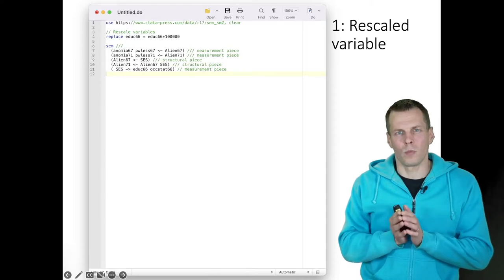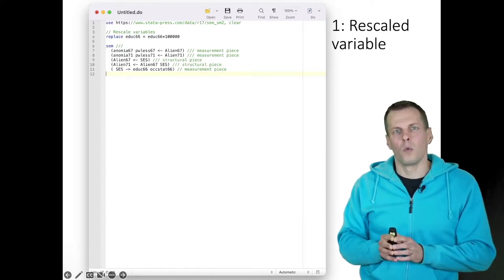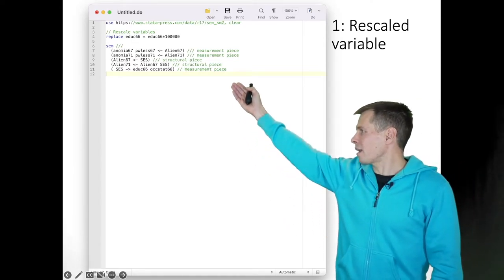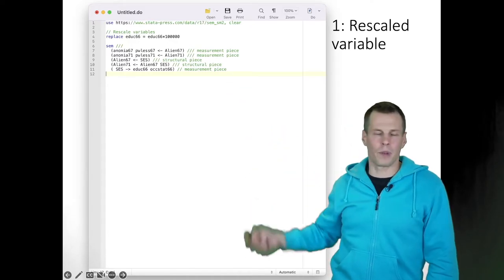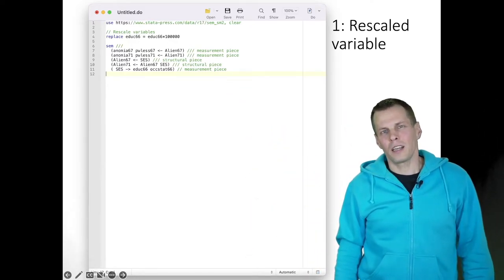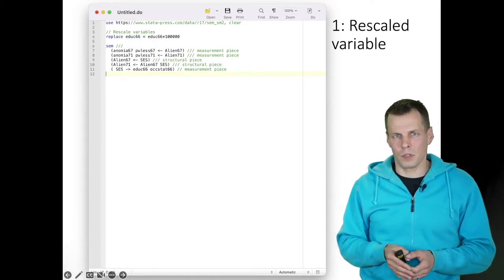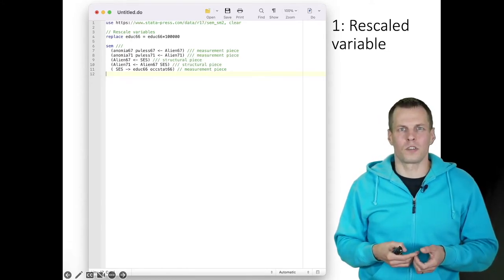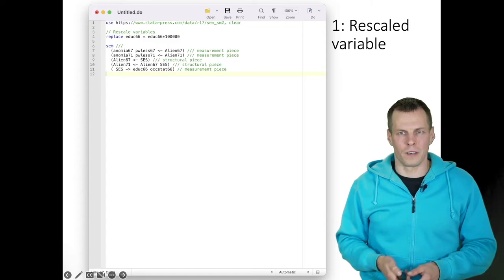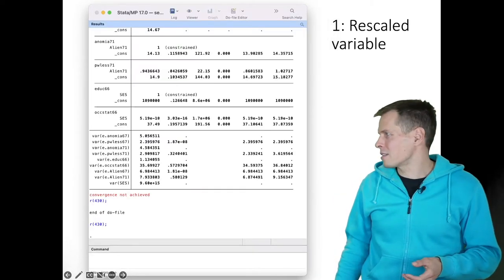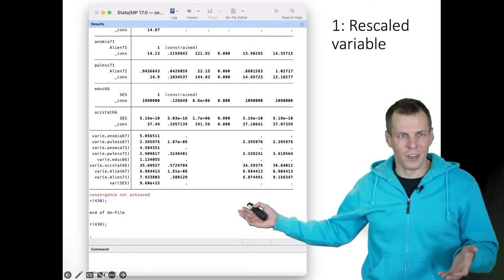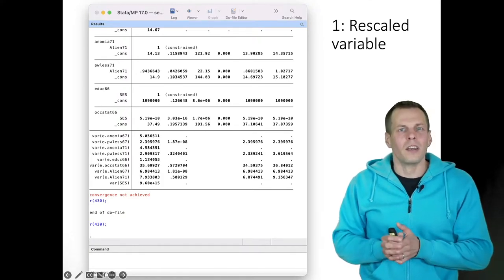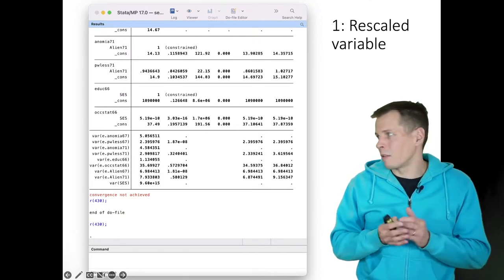SEM works well and the numerical optimization techniques work well when the variables are approximately on the same scale. If we rescale education 66 by multiplying by 100,000, this is not technically a violation of any of the SEM assumptions, so the model should work, but computational issues start to emerge when the variables are measured on widely different scales. We run the model and we can see convergence not achieved, and Stata does not really give us any other indication in the warnings on what exactly might be the problem.